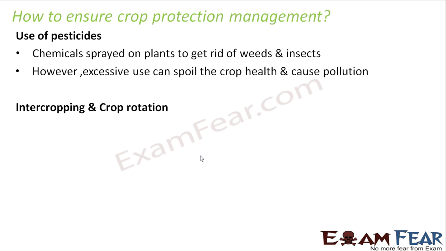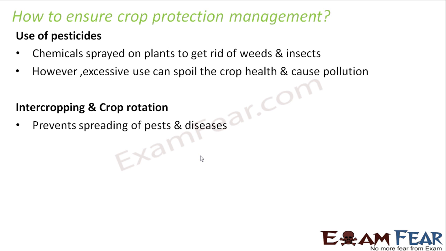Intercropping and crop rotation. How do intercropping and crop rotation ensure crop protection? That's because they prevent spreading of pests and disease. How? Because in intercropping, as I mentioned before, we grow multiple crops in a specific pattern, and we choose the crops in such a way that the crops have different nutrient requirements. So since the crops have different requirements, they are not accustomed to the same disease. So a disease which happens to one crop does not necessarily affect the other type of crop.